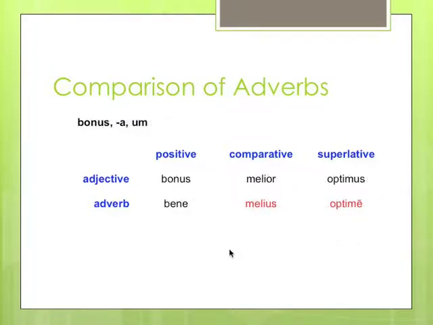You can do the same with the word bonus. Bonus, melior, optimus, means good, better, best. Bene means well, and melius is the adverb of bene, which in English is better. We use better in English for both an adjective and an adverb. And melius, as an adverb in Latin, is actually the neuter form of melior. And for optimus, which means best, the adverb is optime. We take the us ending of the superlative, and we change that to the adverbial ending e. And this translates into English as best, because actually in English we use best for both an adjective and adverb.